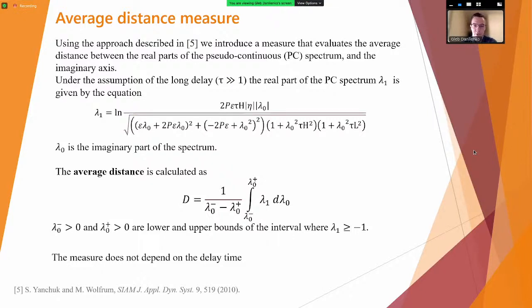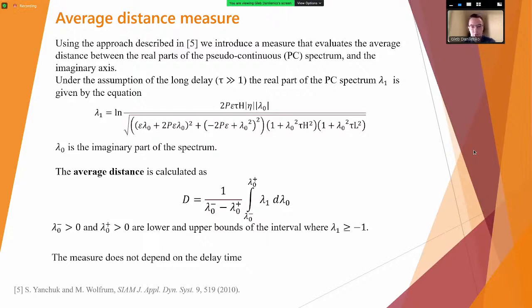We performed the pseudo-continuous approximation of the eigenvalue spectrum under the assumption of a long delay, using the approach described by Yanchuk and Wolfrum, to further investigate the correlation between the spectral properties of the reservoir and the memory capacity. Under this approximation, the eigenvalues are considered as belonging to the pseudo-continuous spectrum. The pseudo-continuous spectrum is symmetric with relation to the real axis and the sign of the feedback strength.